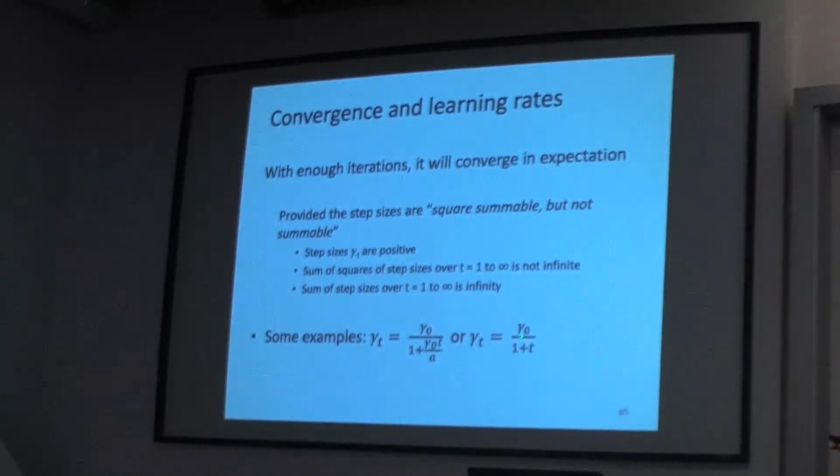Another one is even simpler. You just choose an initial step size gamma 0, and then every time you just divide it by 1 plus t. It's easy to show both schedules of gamma t satisfy these two conditions. And in homework 4, you will be asked to tune gamma 0 and a, or gamma 0, to see how their choices influence the stochastic training of SVM.